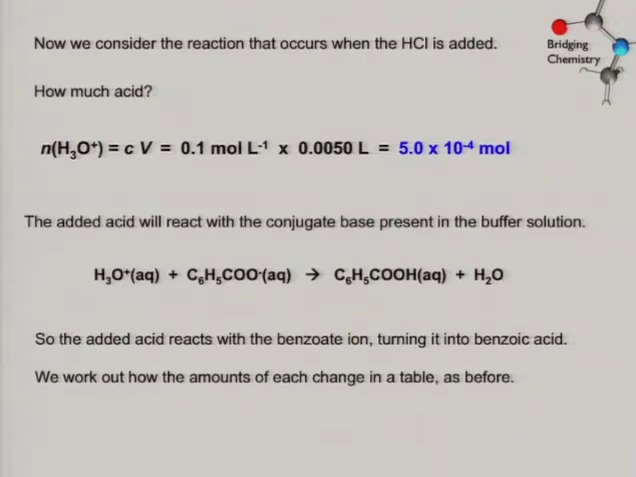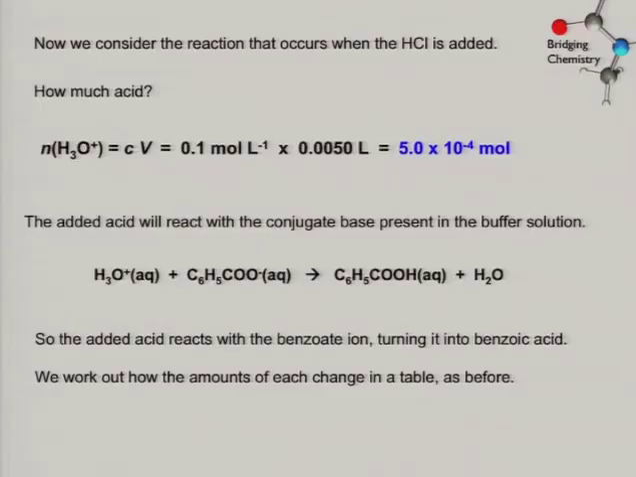Okay? So now we're going to do a table. We know the amounts of stuff in our buffer solution. We know the amount of strong acid that we're going to add. And so we can set up a table now, just like we've been doing, to work out the amounts of everything at the end of the reaction when we mix them together. When we have those amounts, we can put those back into our Henderson-Hasselbalch equation and calculate the new pH. Okay, so here comes the table.